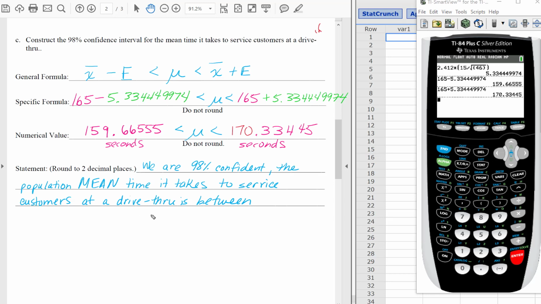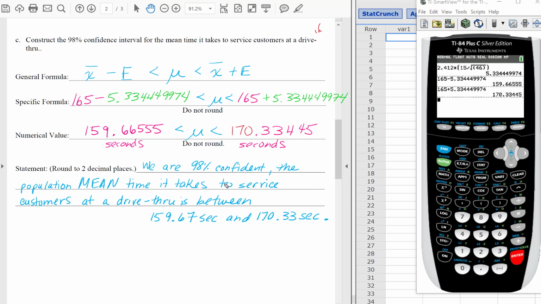We're going to round to 2 decimal places. So this is between 159.67 seconds and 170.33 seconds. So don't forget, we're not calculating the actual mean time, we're just calculating the range, or the interval, in which it would happen, with how confident we are.